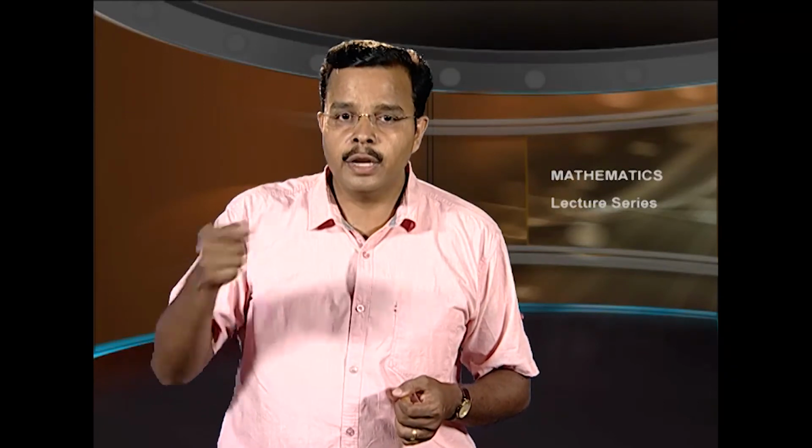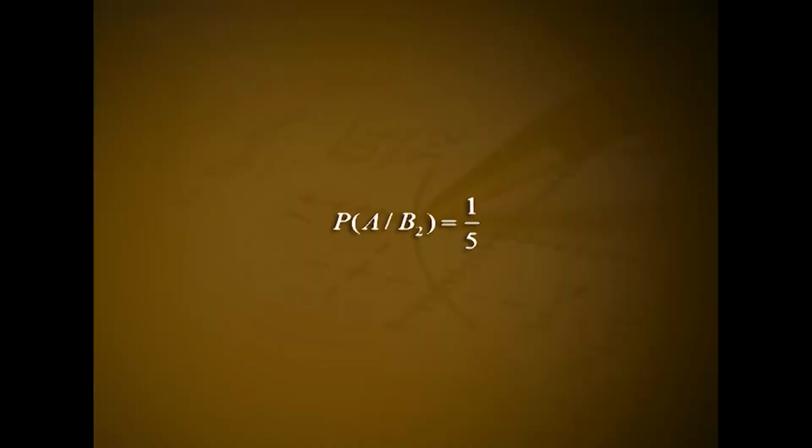P(A|B1) denotes the probability of the man to announce the number 5 when it actually appeared. That is the probability of the man to speak truth. Hence, P(A|B1) = 4/5. P(A|B2) denotes the probability of the man to announce the number 5 when some other number actually appeared. That is the probability of the man not to speak truth. Hence, P(A|B2) = 1/5.